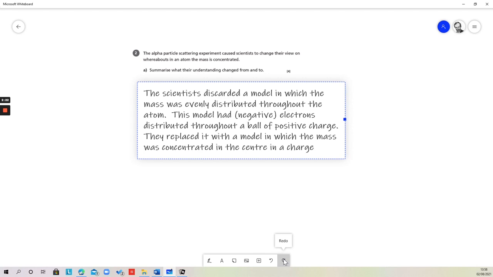And let's add a little bit more detail on this. There are 4 marks that are going on this, so let's put in a little bit more detail there. It's concentrated in the center in a charged nucleus.